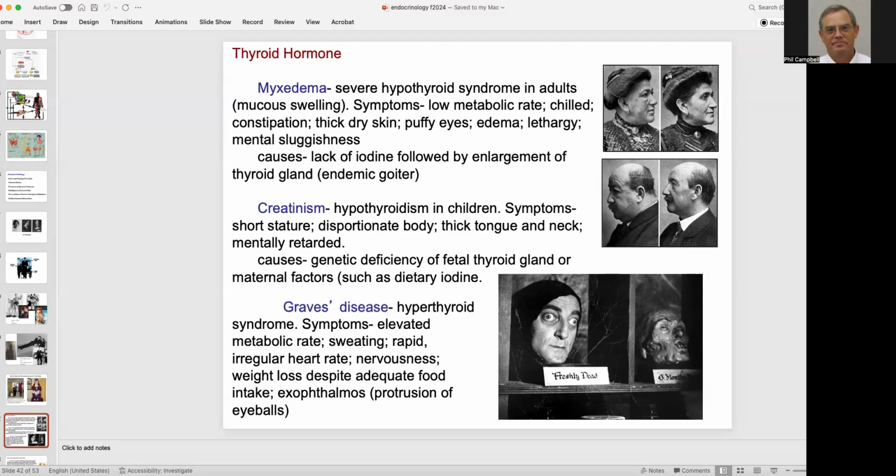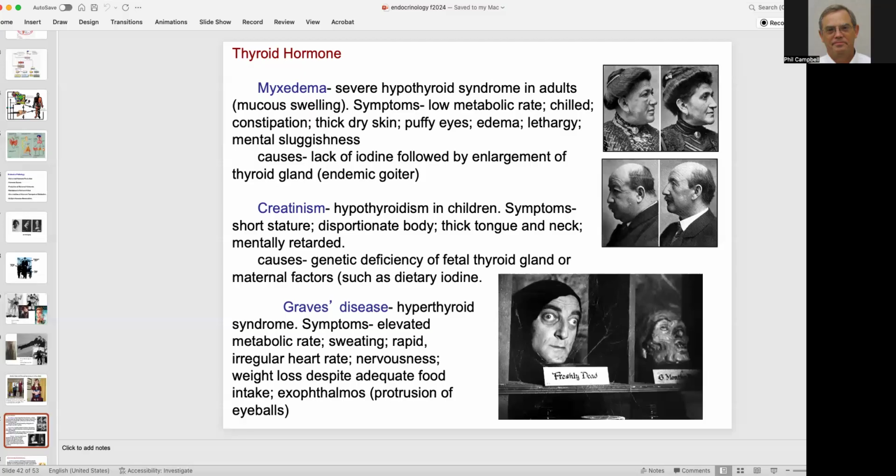Now, T3, thyroid hormone, we can talk about first off, not enough. That's called myxedema. Myxedema is specific to adults. Now, this was actually fairly common depending on where you were in the United States. If you were in the Great Lakes regions at the turn of the last century, somewhere in the late 1800s, you were so far away from salt water, because with salt water, whether you're having seafood or seaweed, there's lots of iodine, and iodine is critical for making thyroid hormone.